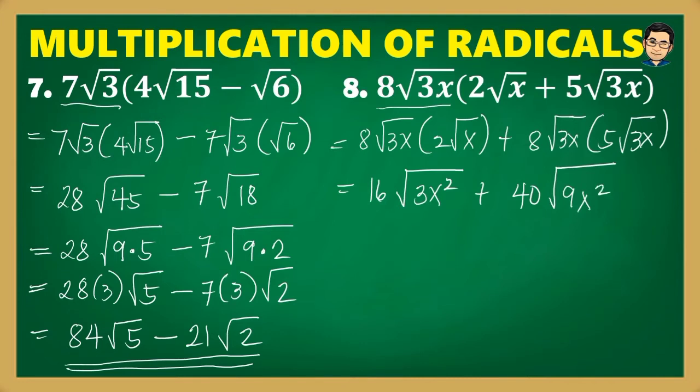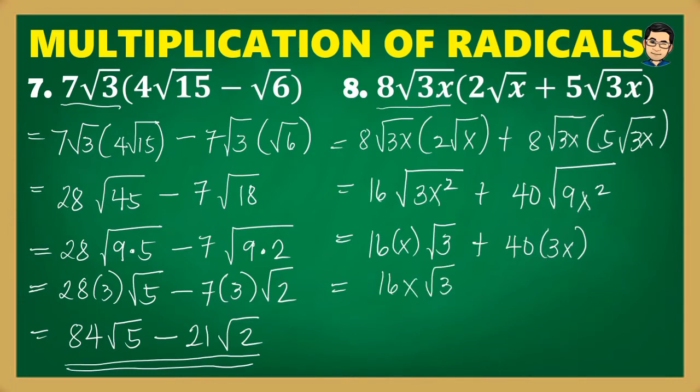9x squared. Next. So, yung square root of 3x squared, so pwede siyang extract dun sa x squared lang. Yung 3 hindi, kasi hindi naman siya perfect square. So, our answer will be 16 times x. So, square root of x squared is x, and then square root of 3 plus 40 times the square root of 9x squared. So, square root of 9 is 3. Square root of x squared is x. So, 16x square root of 3 plus 40 times 3x, that is 120x.